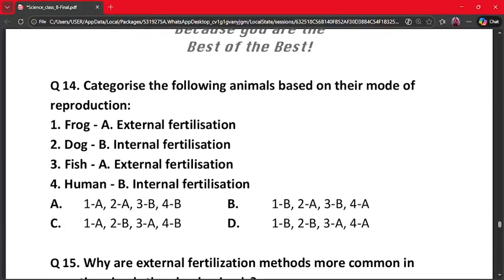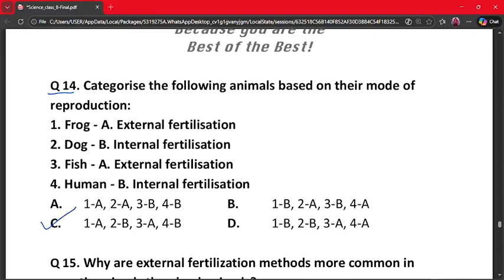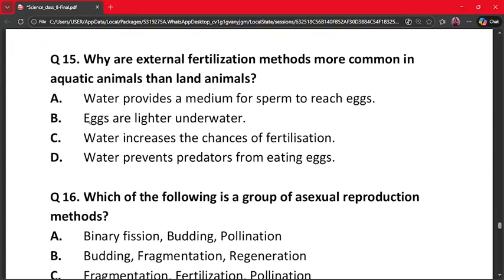Our next question is question number 14. Categorize the following animals based on their mode of reproduction: frog, dog, fish and human. External fertilization, internal fertilization, external fertilization and internal fertilization. So here frog and fish show external fertilization while dog and human show internal fertilization. So when we arrange them correctly, 1 to A, 2 to B, 3 to A, 4 to B, the correct answer is option C.